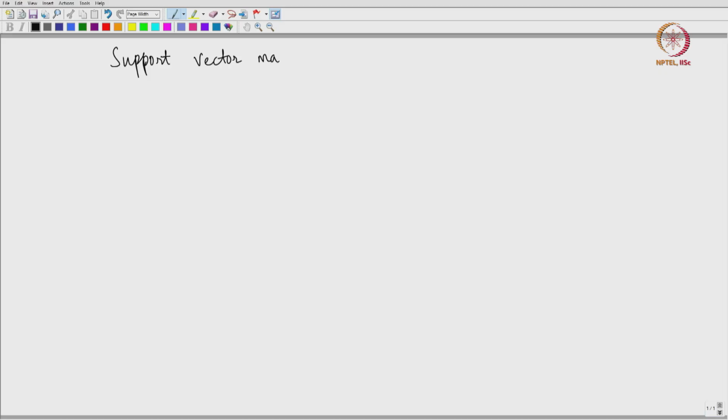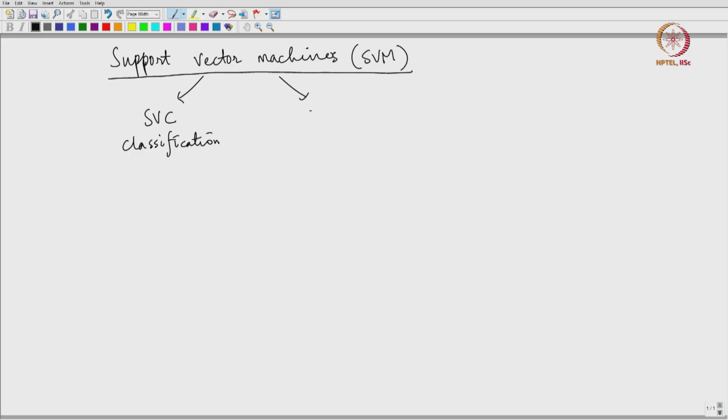So the topic for today is a continuation of the support vector machine algorithms. And if you remember, in the last class we saw that you could either have support vector classifiers, so this is for classification, or you could have support vector regressors for regression problems.